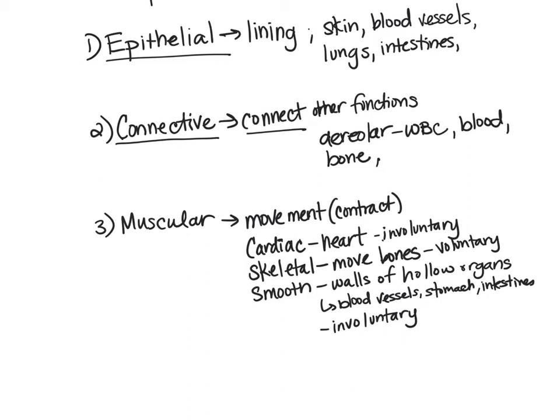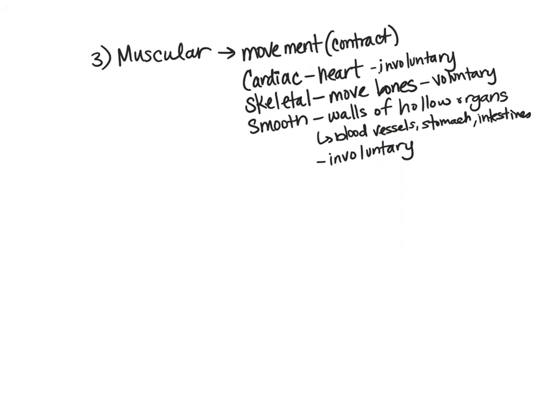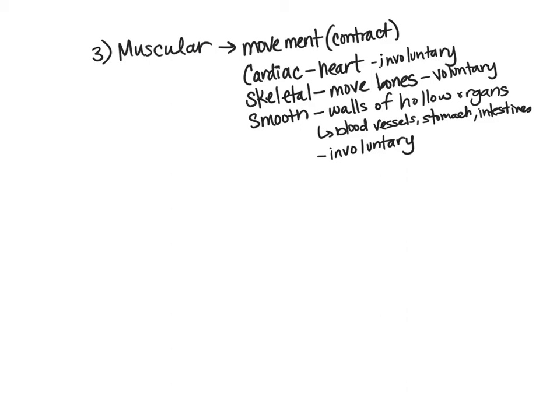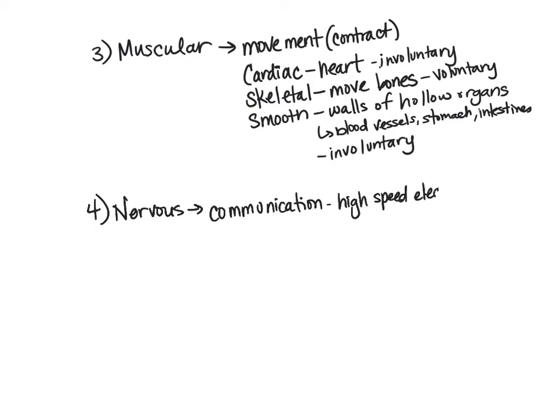All right, so those are our muscular tissues, the third group of tissues. Within that third group, we have these three: cardiac, skeletal, and smooth. And then the last group, our fourth group of tissues, is our nervous tissue. The function of nervous tissue is communication, and specifically high-speed communication, so our high-speed electrical and chemical communication.